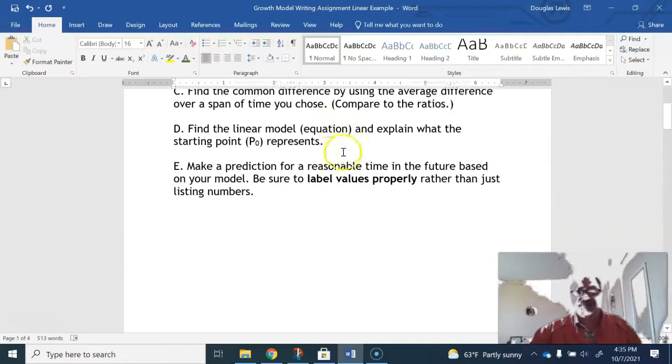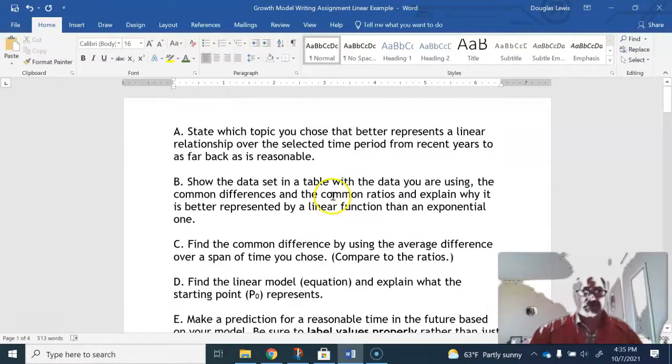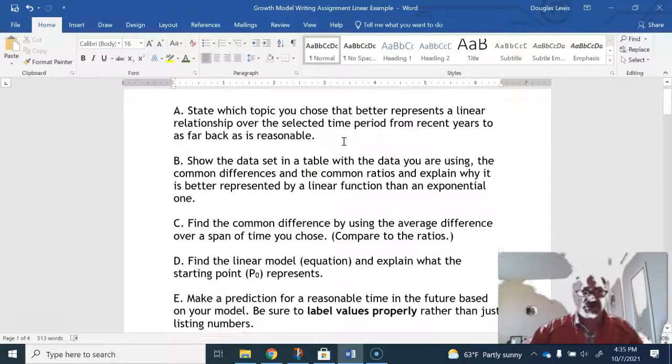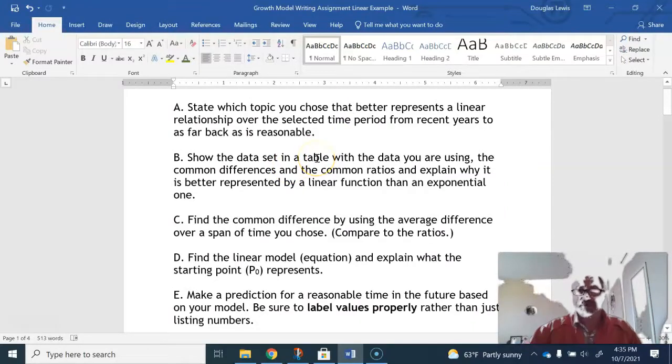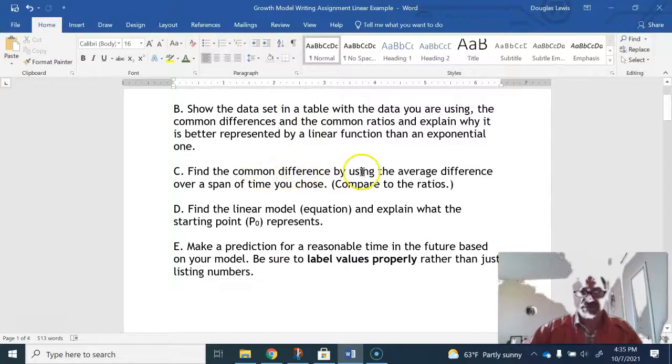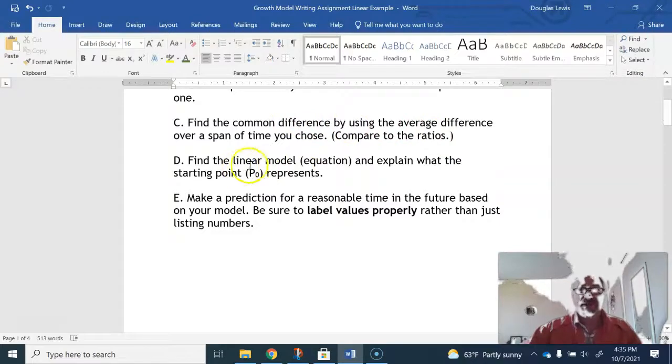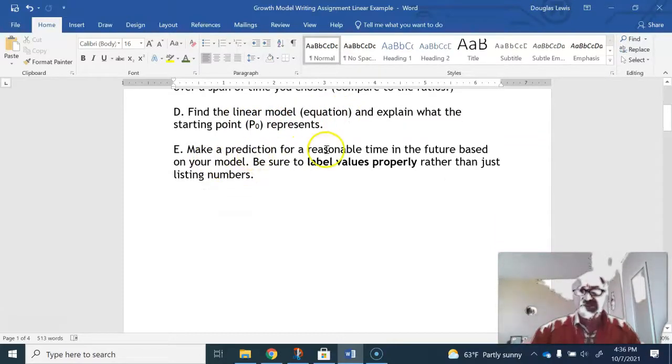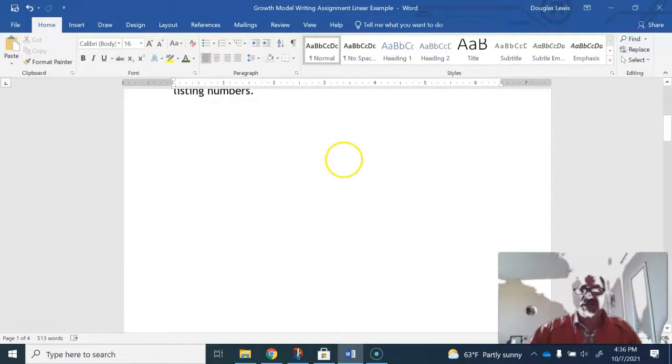Now remember, here are the 5 things we're doing. We've got a topic. The topic I'm going to use is the population in Florida in just the last 10 years. I'm going to put that in a table. I'm going to find common differences and compare that to the ratios to show that the differences are probably better or as good. And then find the linear model, the equation, and explain what things mean in there, and then make a prediction for a reasonable time in the future based on our model. So let's take a look at this data.